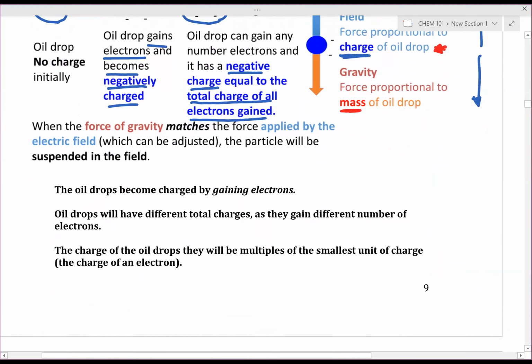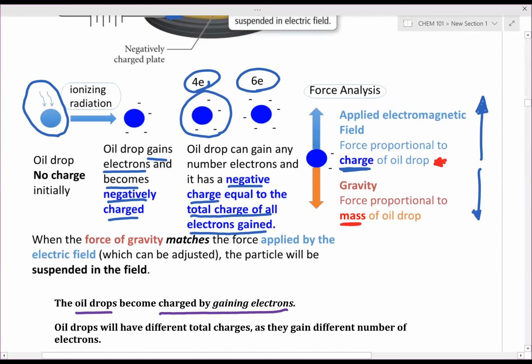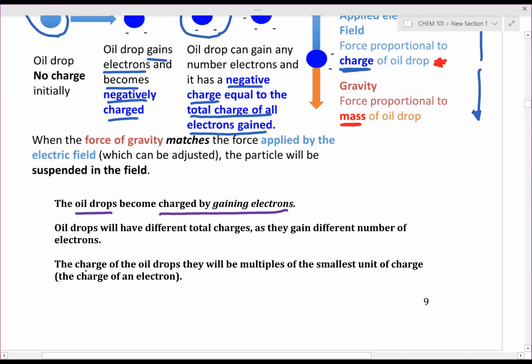So, first and foremost, because the oil drops become charged by gaining electrons, no matter how many electrons we've picked up, is there going to be a common unit of charge? Is there going to be a common increment? So for example, looking at our example of 4 electrons versus 6, what is our charge based on? If I add an electron, where does the negative charge come from? From the electron, right? So each time I add an electron, our charge increases by the charge of what? What's our fundamental counting unit? The charge of an electron, exactly. So then, the charge of the oil drops will be multiples of the charge of an electron. And by studying a large number of oil drops, we can find a common shared multiple that is the charge of an electron.